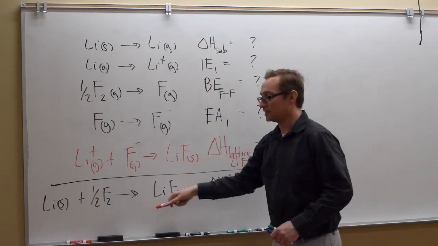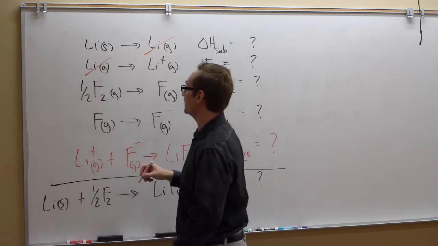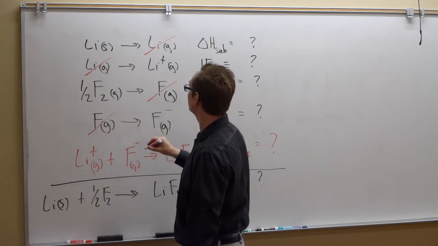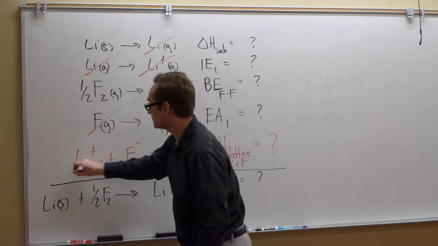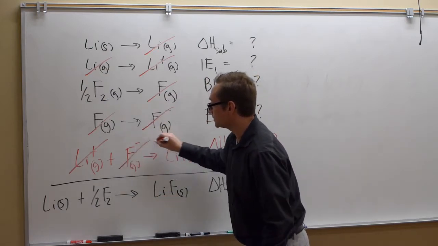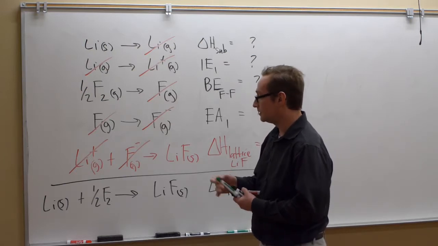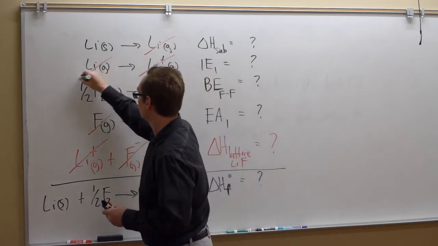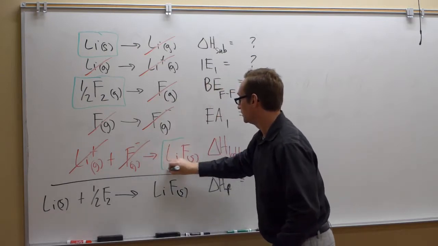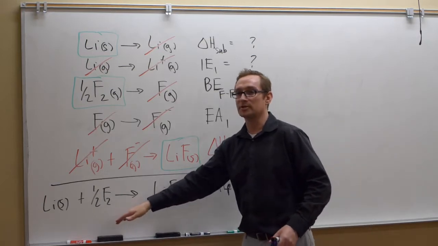So do all of these add up to the bottom equation? Alright, let's check. Lithium gas, that's out. Fluorine gas, that's out. Lithium plus 1 is out. These F minuses are also canceled out. So what do we have left? This guy's left. That guy's left. And this is left. And they add up to our formation reaction.